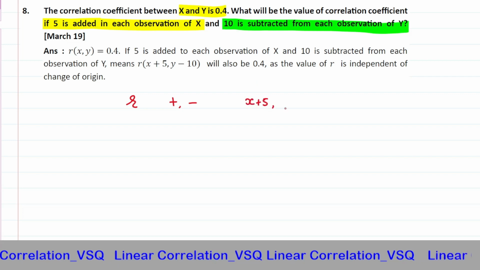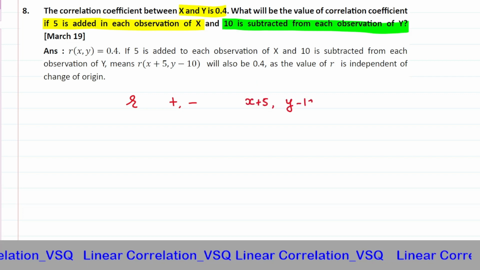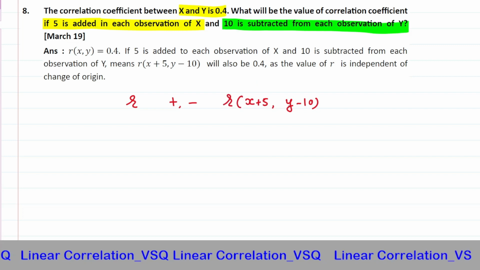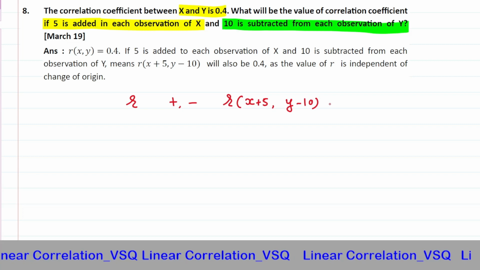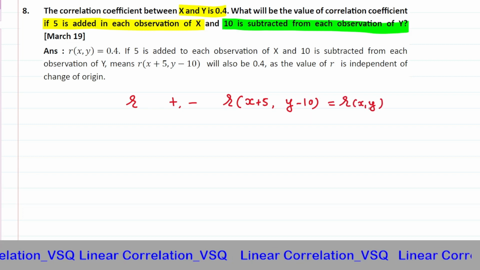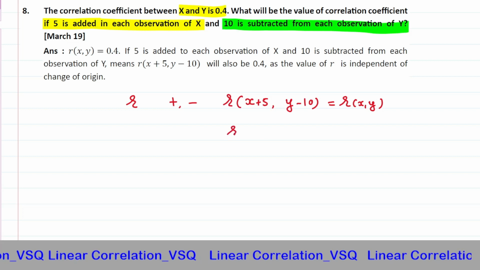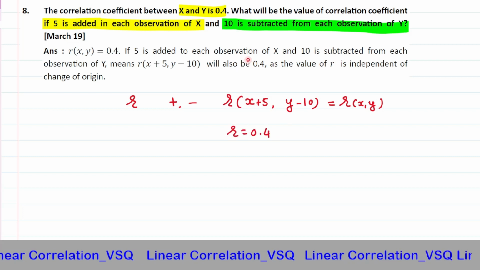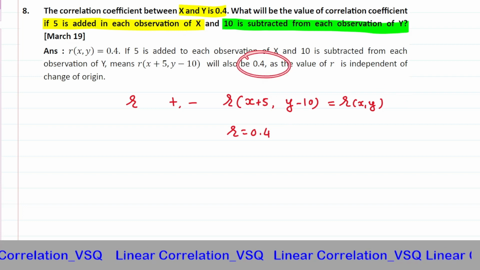If we add 5 to x and subtract 10 from y, the value of r of (x plus 5, y minus 10) equals r of (x, y). So there is no change in the value of r. It is equal to 0.5. The correct answer is 0.5.